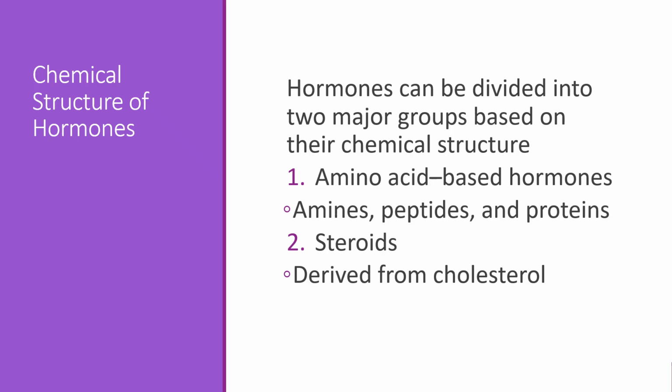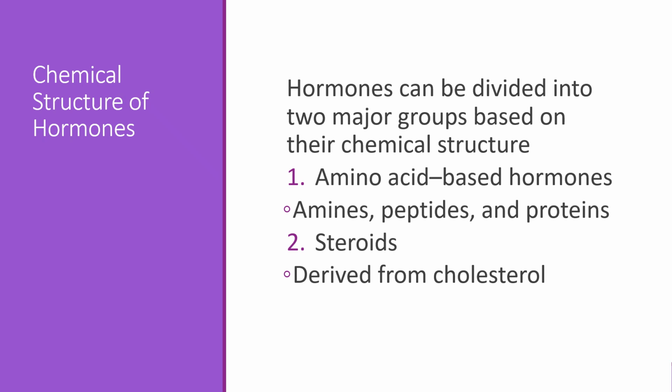What does a hormone look like? What's the chemical structure of it? So hormones can be divided into two major groups based on their chemical structure. We have the amino acid based hormones. So you remember amino acids? Those amino acids are like individual beads of a Mardi Gras necklace, and we put a whole bunch of them together and we make peptides and proteins.